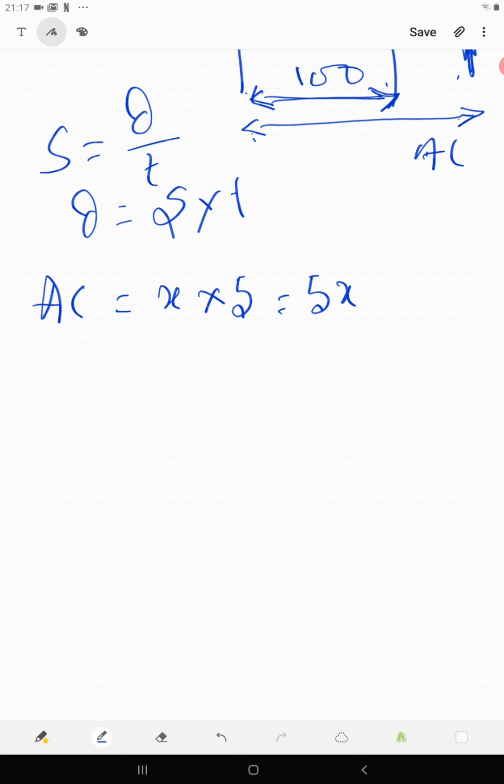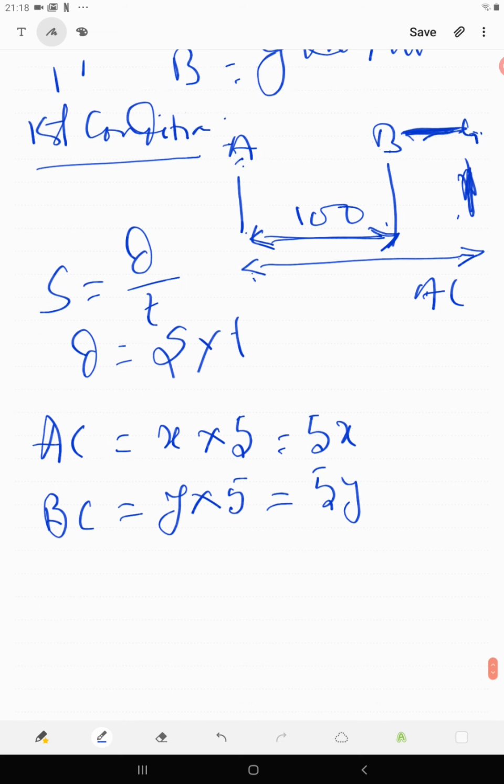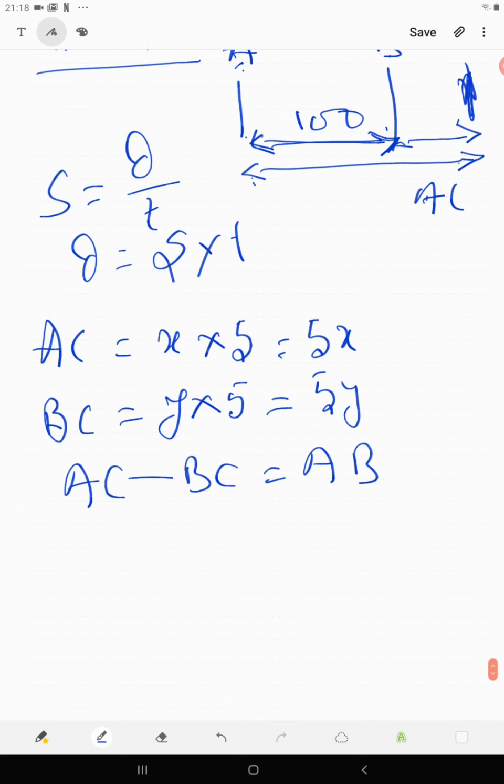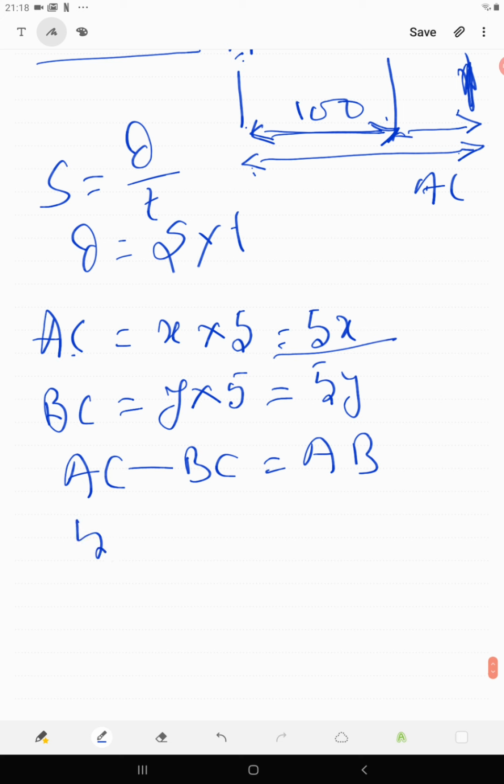Similarly, the car starting from B, that is BC, will be, since we assume the velocity as y, and it is also traveling for 5 hours, 5y. Now, what we know is the distance from A to B is 100. And if you see the figure, AC minus BC is nothing but AB. Correct or not? AC is 5x, and BC is 5y, equals AB, which is 100. So, this is our equation 1.